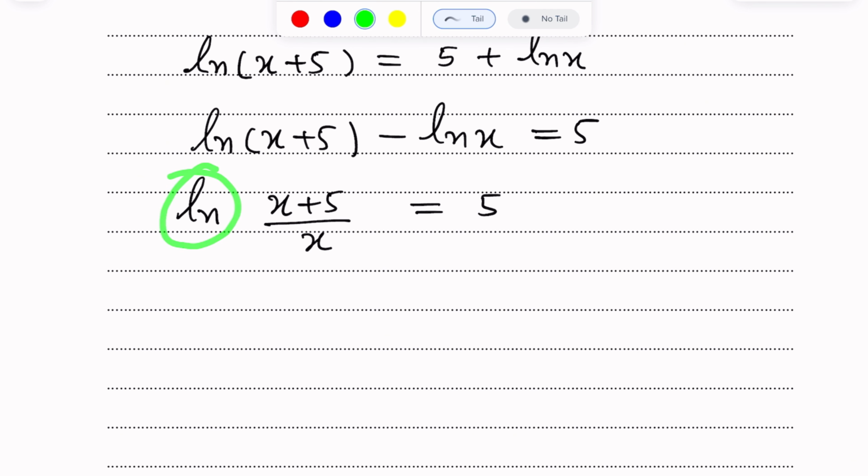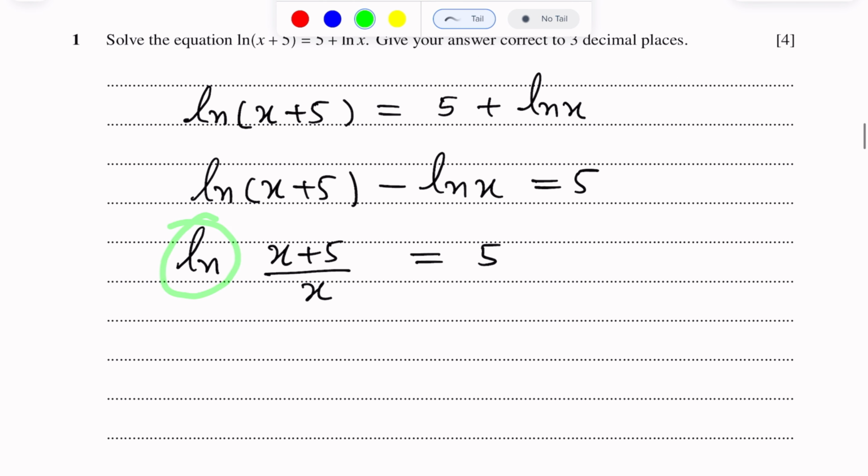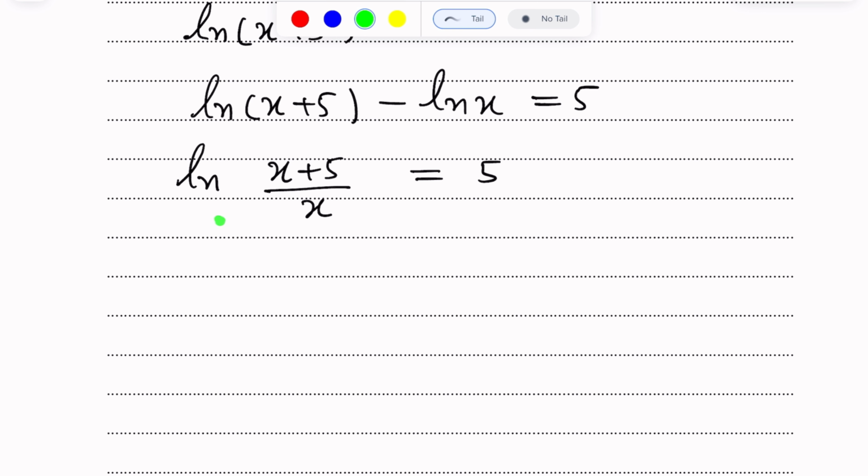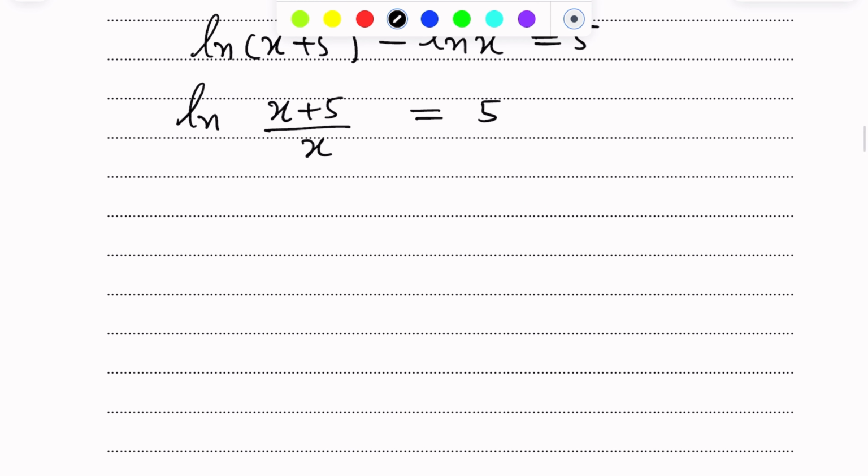Here ln is natural log base e, but it will be hidden, not written here. Now taking anti-log we get e^5 is equal to (x + 5)/x. Then ln will be removed. e^5 is equal to (x + 5)/x.